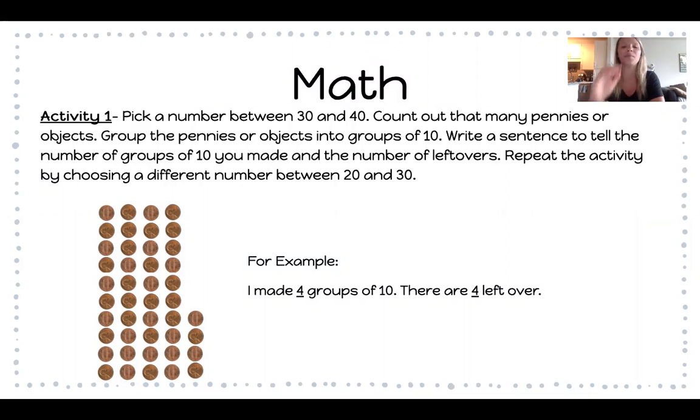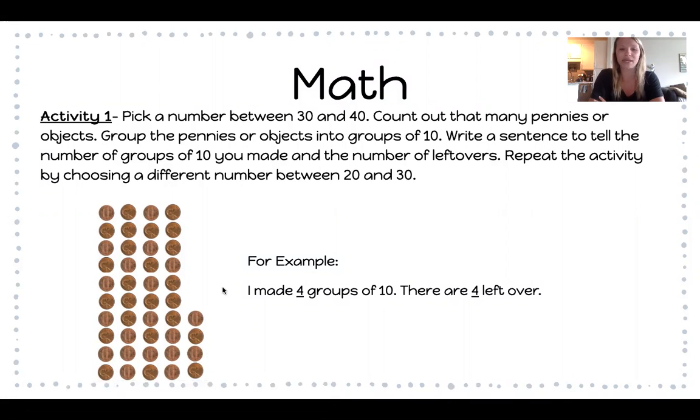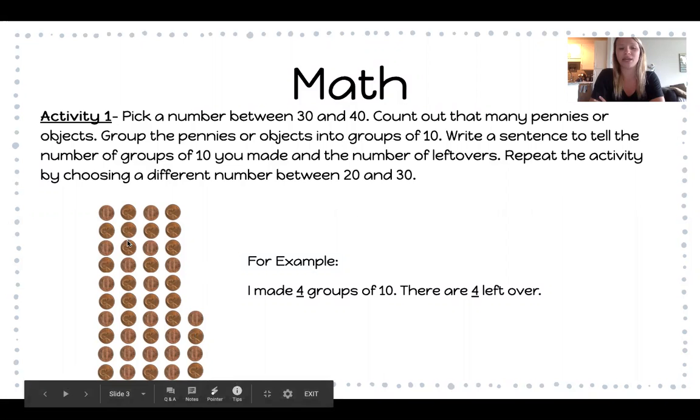So for example, I made 4 groups of 10 and there are 4 left over of the pennies. So I grouped my pennies into groups of 10. I have 4 groups of 10, so that is 40. And then there are 4 left over, which means my number is 44.